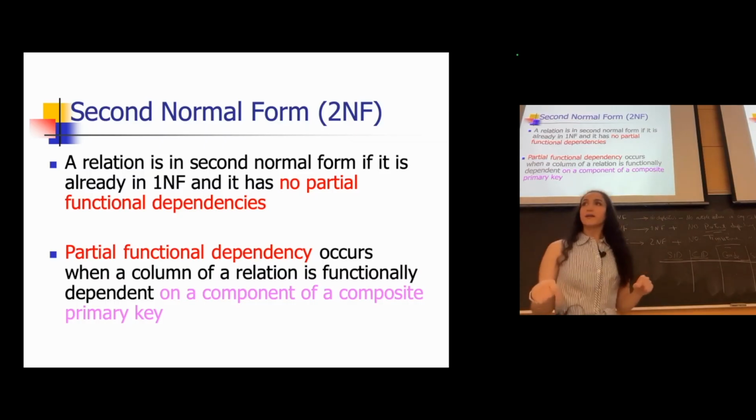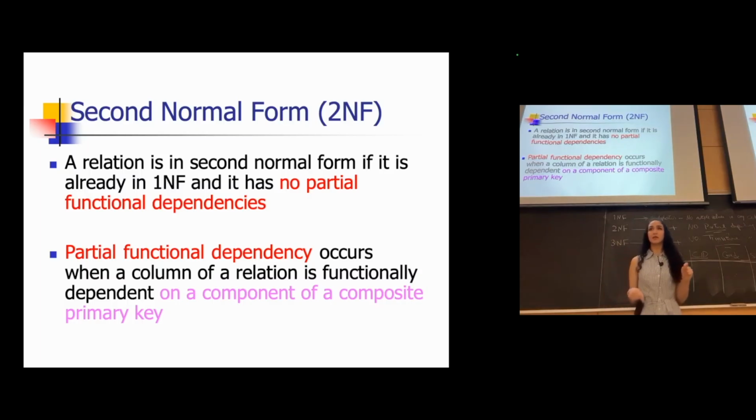So by definition, I said partial dependency means when a column in a table depends on only part of your primary key. So for example here, what is your primary key? Student ID and course ID, right? So that is your primary key. Now, is grade partially dependent on the primary key here? What does that mean? Does grade depend on student ID only? Or does grade depend on course ID only? Can a student ID alone uniquely identify grade? Or can course ID alone uniquely identify grade?